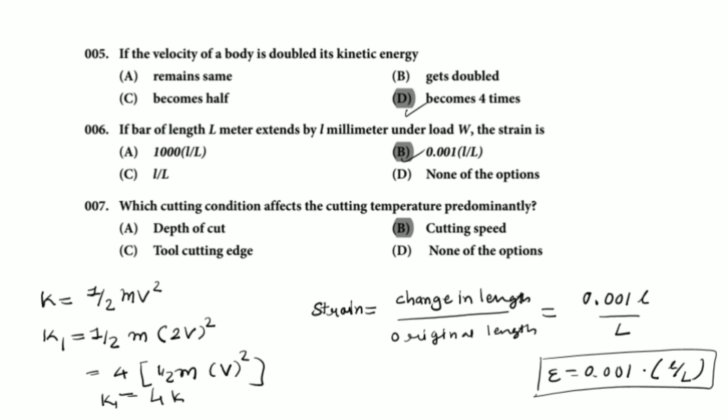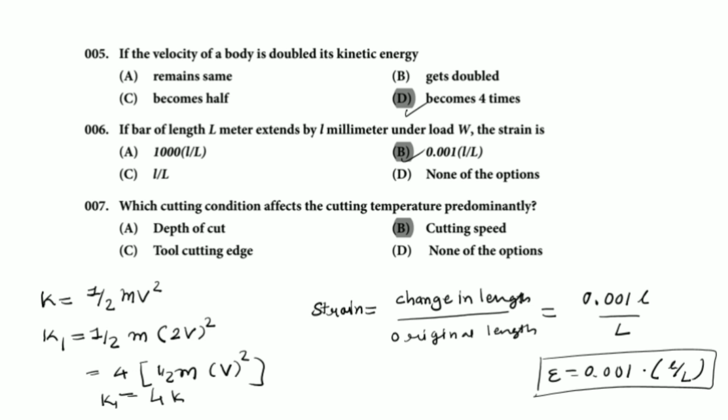Now let's move to the question number 7. Which cutting condition affects the cutting temperature predominantly, right? Actually everything, right? Based on cutting condition, it affects the temperature, right? But here what they have asked is, which cutting condition affects cutting temperature predominantly, right? So depth of cut is there, then feed is there, right? Cutting speed is there, right? These three things affect the cutting temperature.